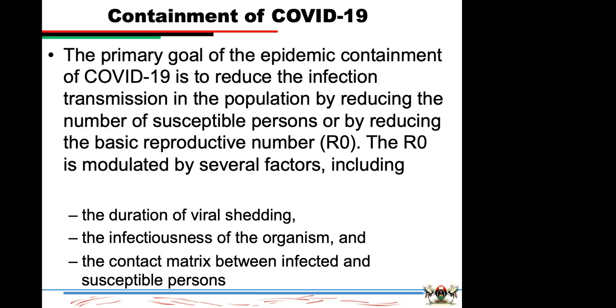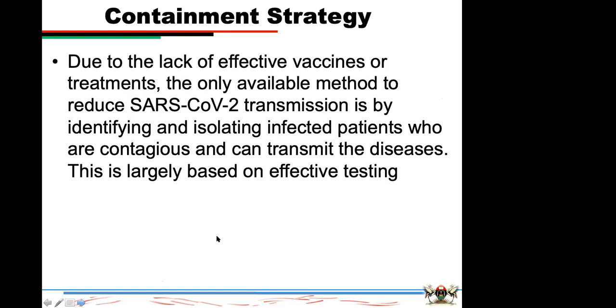Now, due to lack of effective vaccines or treatments, the only available method to reduce SARS-CoV-2 transmission is by identifying and isolating infected patients who are contagious and can transmit the disease. And this is largely based on being able to effectively identify those persons through diagnostic testing, and then they can be isolated. All other measures can be put in place.